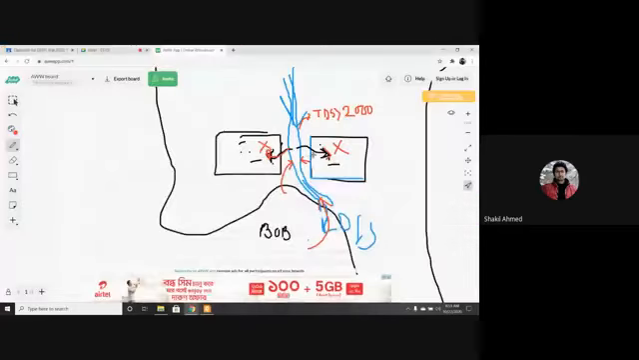Also, not only surface water, due to the salinity intrusion, the groundwater here is also affected. So the people living in the southern part, many times they cannot drink the groundwater also because it is very saline.